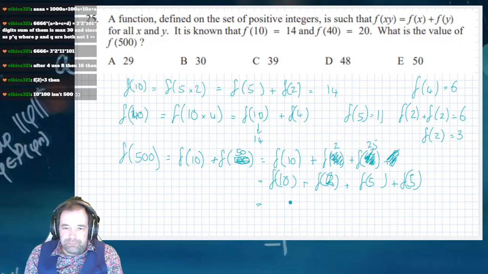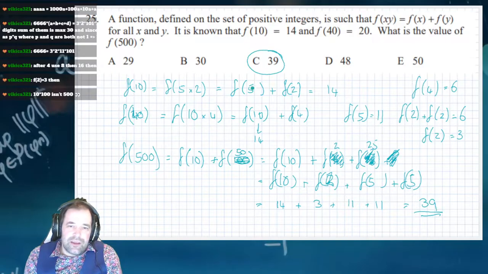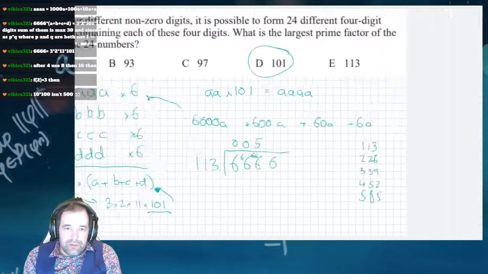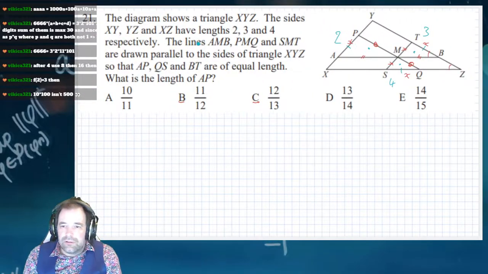F of 10 is 14. F of 2 is 3. F of 5 is 11. And f of 5 is 11. 14, 25, 36, 39 is a number we've got up the top. So we're going to take that. Before we mark it, we're going to go back to the one that I got stuck on.